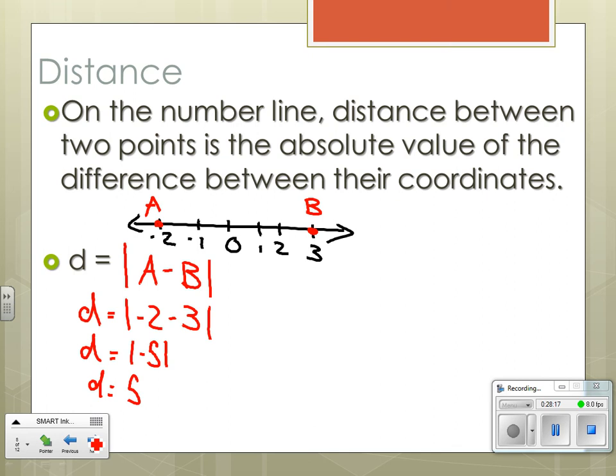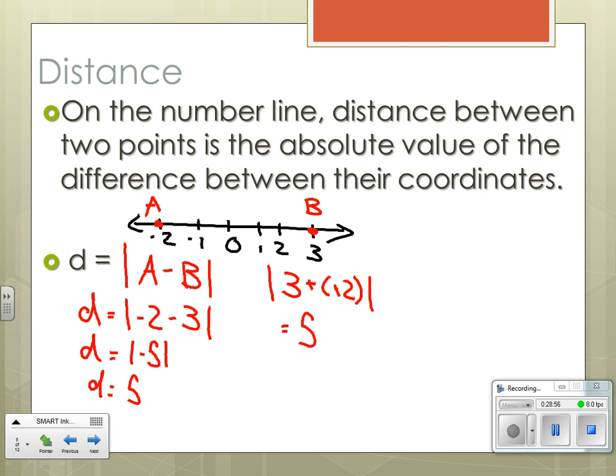Would it work if I did B minus A? Would I get the same number? Let's try it and see. If I do it that way, B's at 3. A is at -2, but it's minus -2, right? What happens when I subtract a negative? 3 plus 2? Absolute value 5. So does it matter? Because you're taking the absolute value of the difference, order does not matter. So don't worry about which one has to go first. Subtract them, then take the absolute value. So the distance between there is 5.